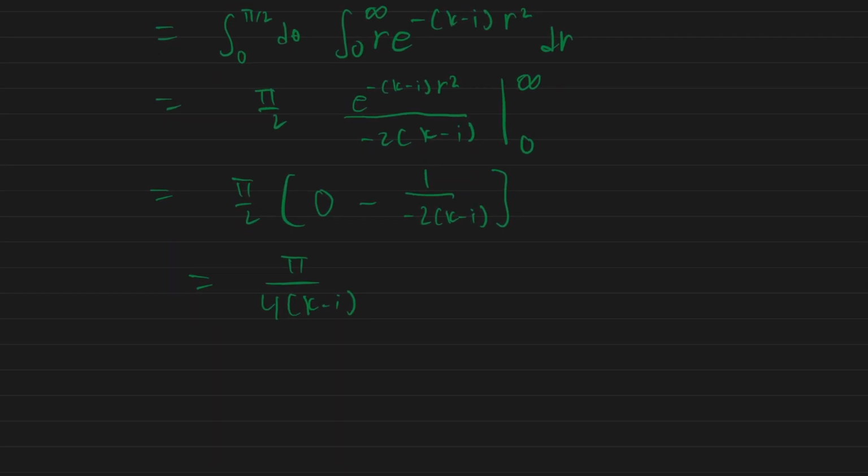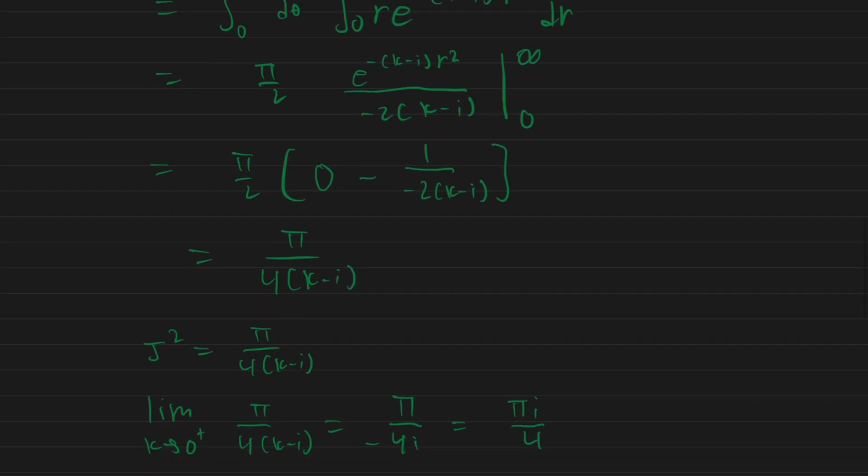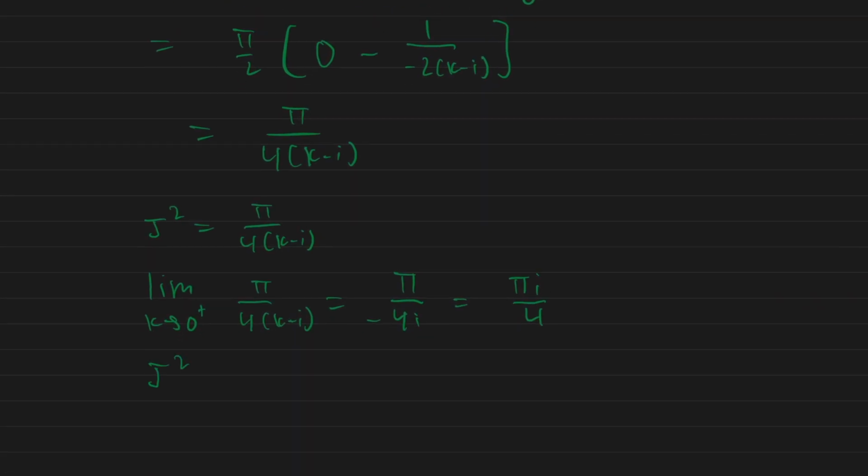And now what do we do? Well, we want J squared. We take the limit as k goes to 0 from the positive side of pi over 4(k minus i). This is going to be pi over 4 times negative i, so this is pi i over 4. But this is J squared, remember. So J squared is equal to pi i over 4. So what we want is J.